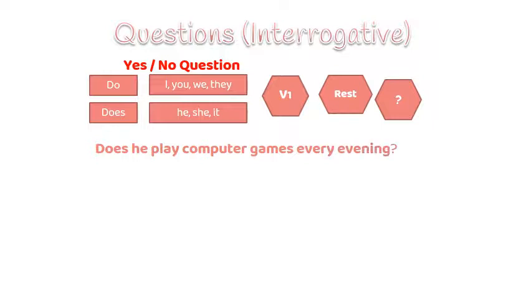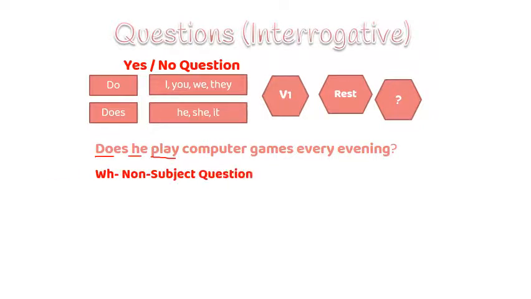Example, does he play computer games every evening? Does he play? Does, then the subject, then the verb. And if you notice, I didn't add any s to the verb. Does he play computer games every evening?